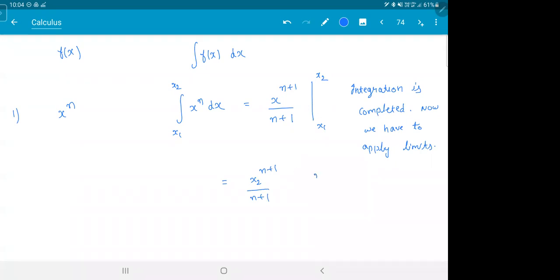Then put x1 and subtract them. What is this? This is area up to x2. When you put the x2 value, you got area up to x2. What is this? Area up to x1. When you subtract them, what did you get? Area between them, no?